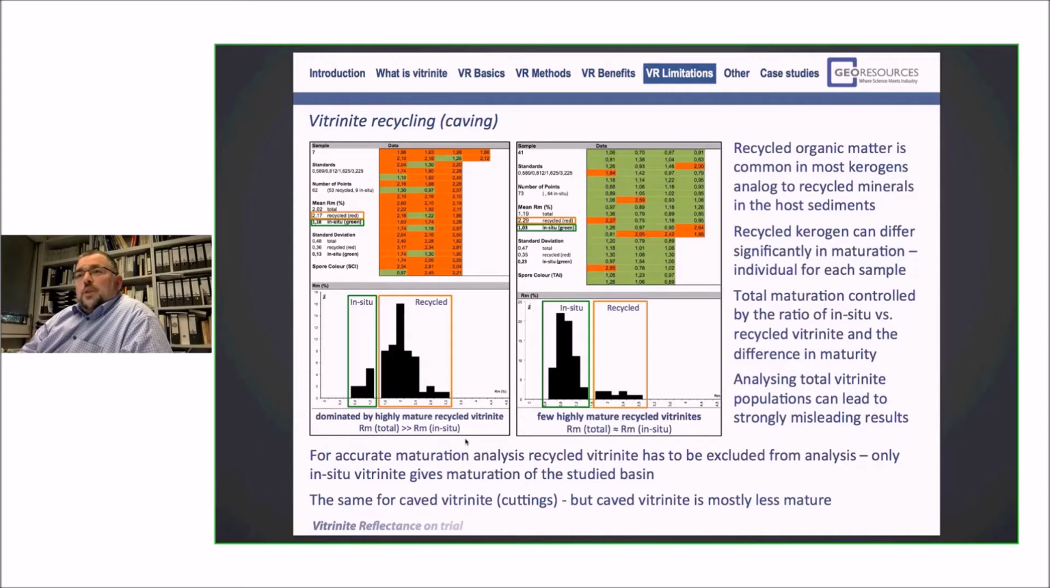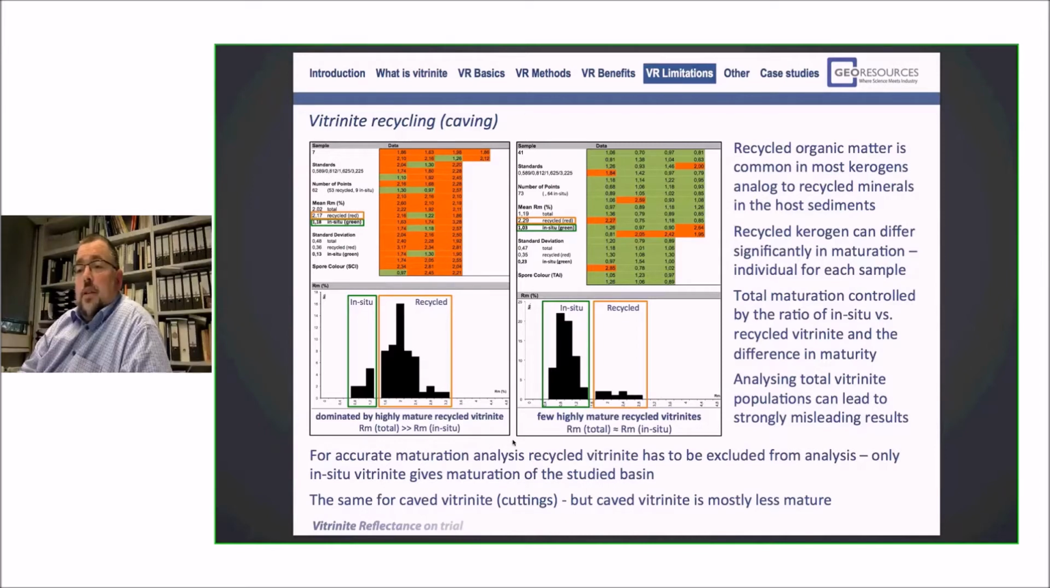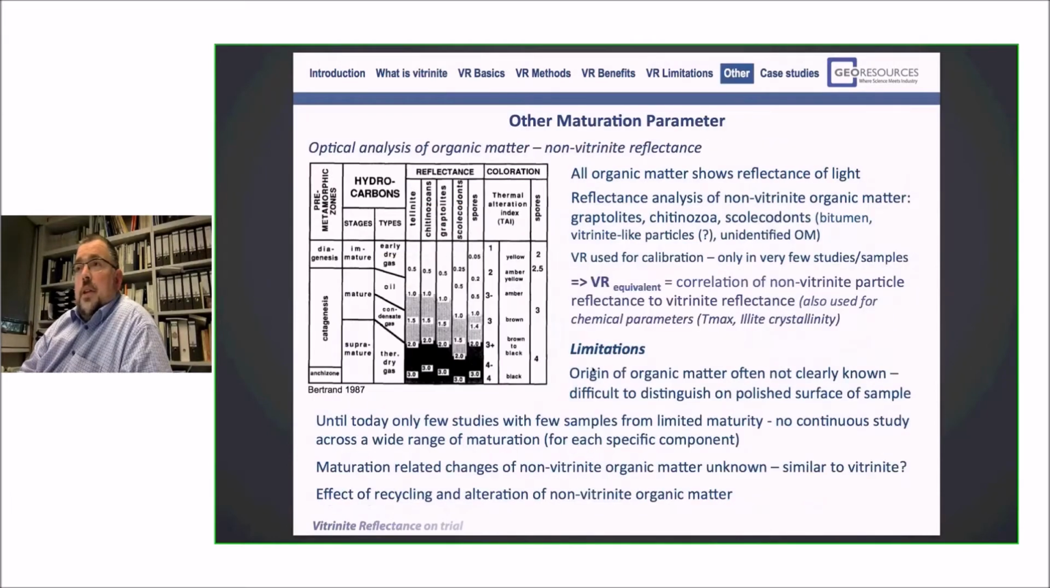So far to the vitrinite reflectance, what it is, how it works, and what the benefits and the limitations are. So we see it seems to be a good tool where we can work quite well with it, but it also has certain limitations that have to be recognized and taken care of in our analysis.